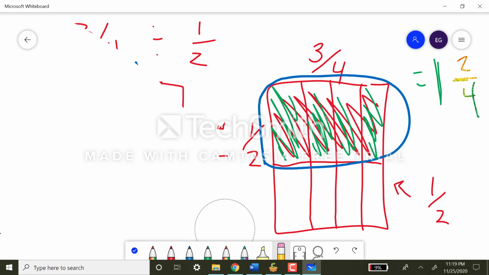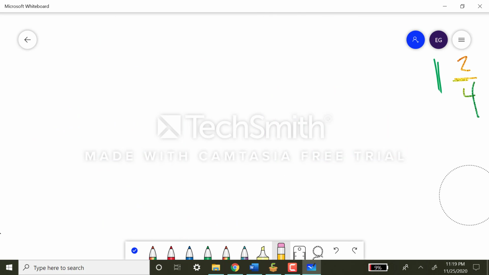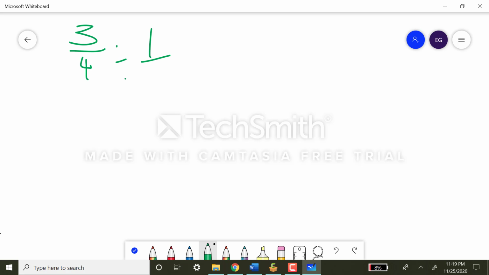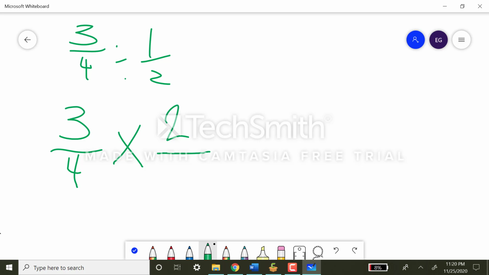Next, I'll show you the procedure to solve fraction division. 3/4 divided by 1/2. Our first step is going to be to rewrite the fraction and switch it to multiplication. So we just take that division and we make it multiplication. Then the second fraction in the number sentence we make into its reciprocal, which means that we flip it so that the denominator becomes the numerator and the numerator becomes the denominator.